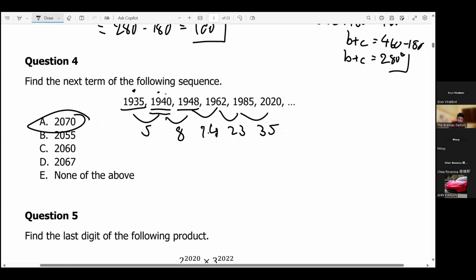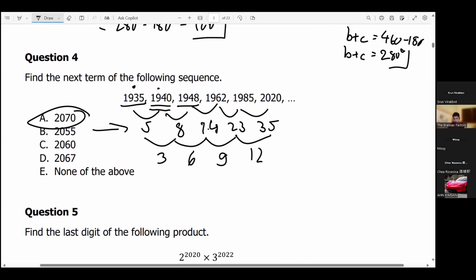And again, in this new sequence, you'll find a common difference also. So from 5 to 8, there's 3 difference. From 8 to 14, you'll have 6 difference. And from 14 to 23, you'll have 9 difference. And from 23 to 35, you'll have 12 difference.